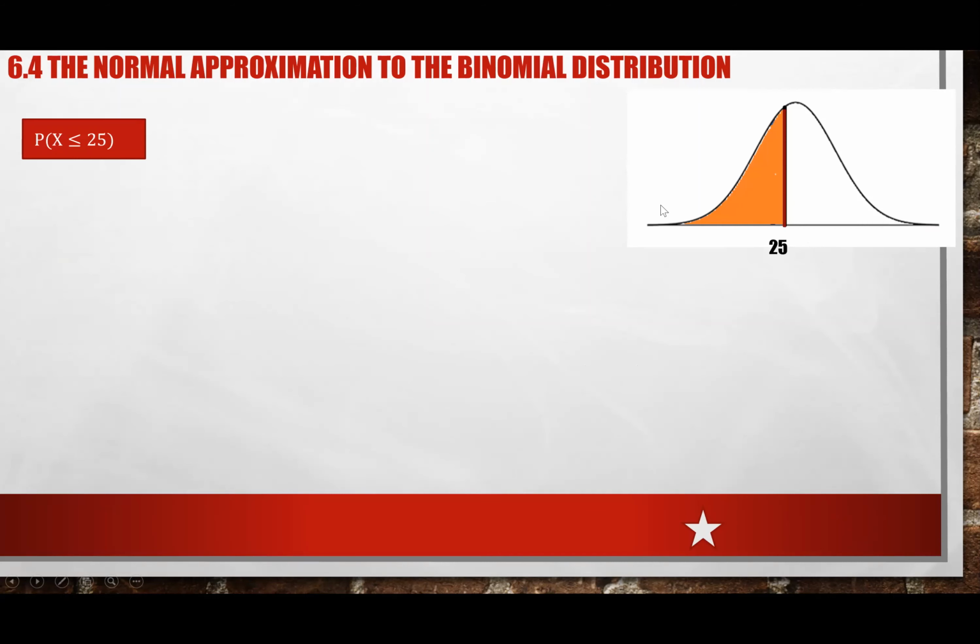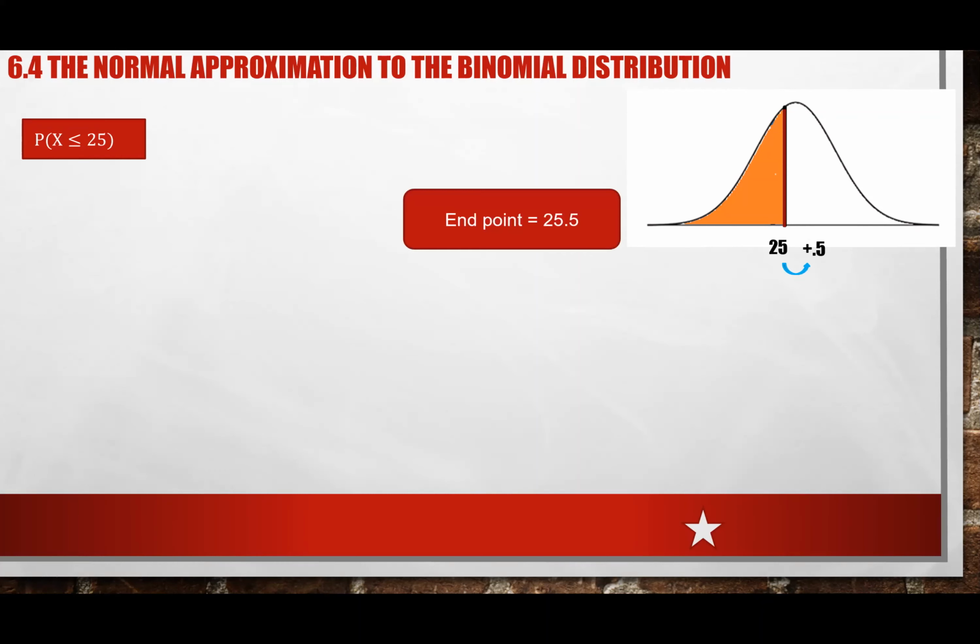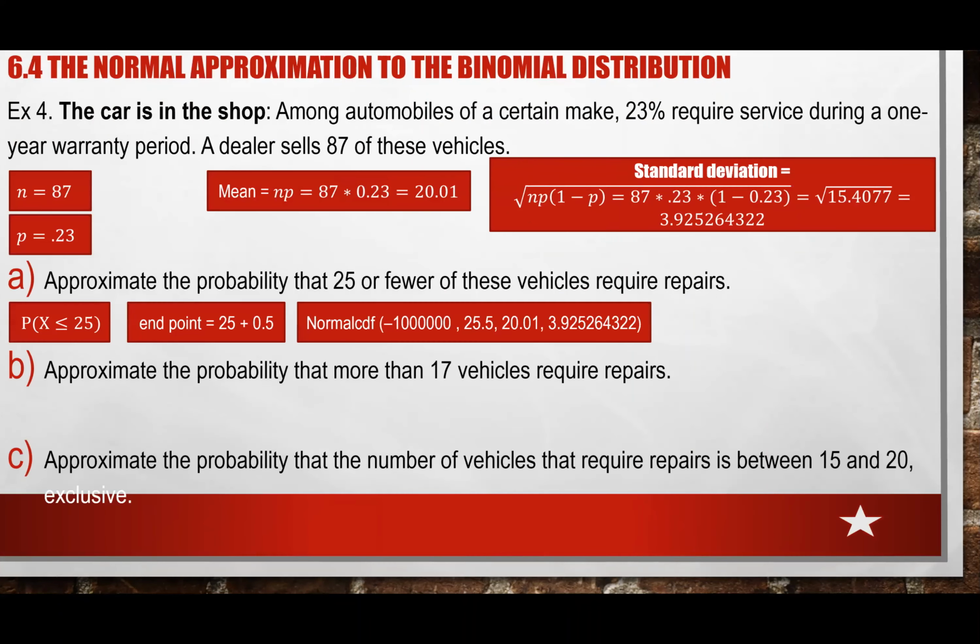And now, very similar to the previous one, do we include the 25? In this case, because it's equal to, we have to include the 25. So how do I include the 25? I need to go to the right. I need to extend it a little bit to the right. And how much? I add 0.5, which is my endpoint. So my smaller endpoint is -1,000,000, my upper endpoint is 25.5. If you plug that into your normal CDF, this should give you 0.9190. Everybody have 0.9190?